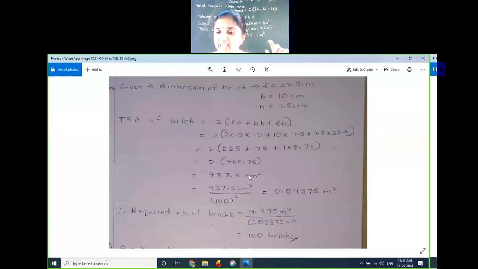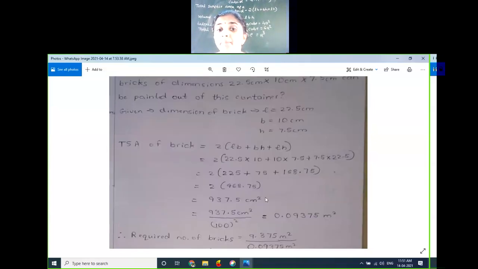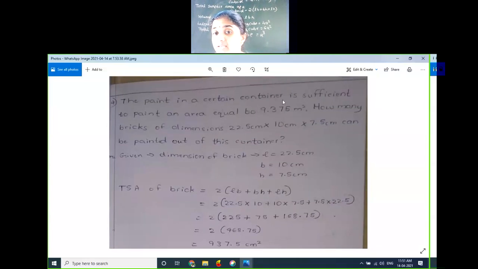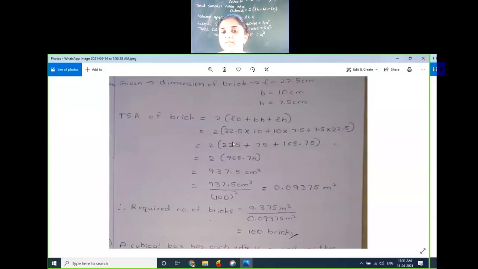Here we got the answer in centimeters square, but we need the answer in meter square. Why? Because the container is sufficient to paint 9.375 meters square, and the area is in meter square. So we have to convert this centimeter square into meter square. What do we do for that? 937.5 divided by 100 into 100. That means 100 square. I think you have got the idea.